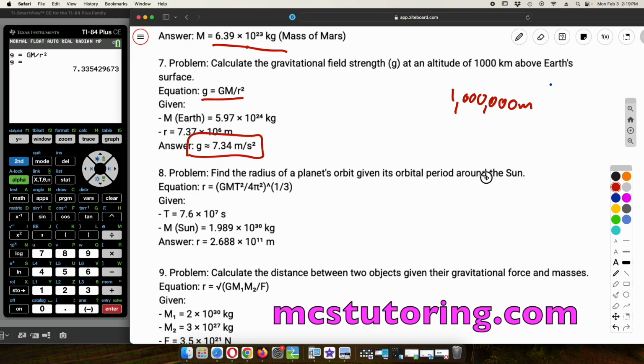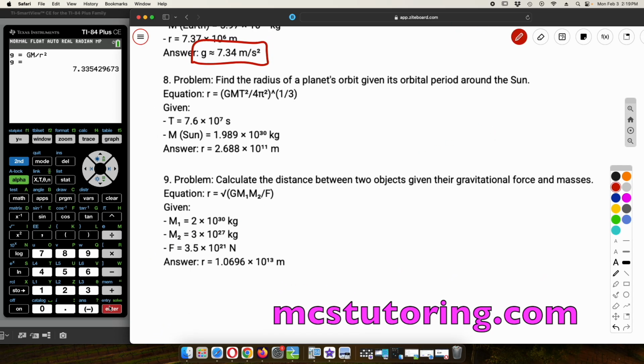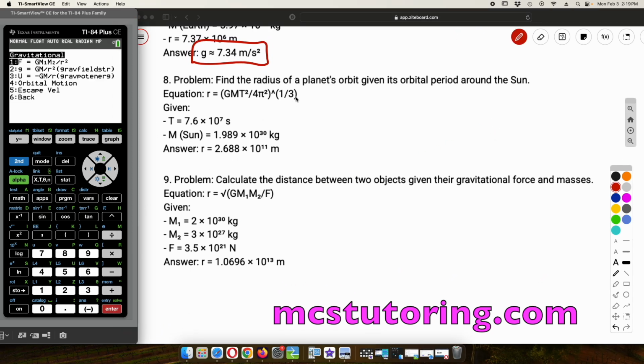Okay, we continue. Number 8, 8 of 9. We're so close. The penultimate question. Find the radius of a planet's orbit given its orbital period around the sun. Good. Orbital motion, baby. Labeled it for you really well.